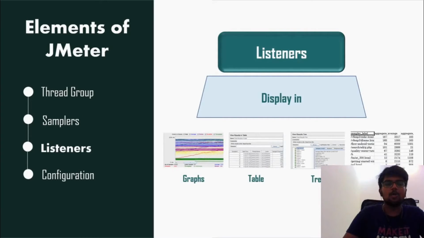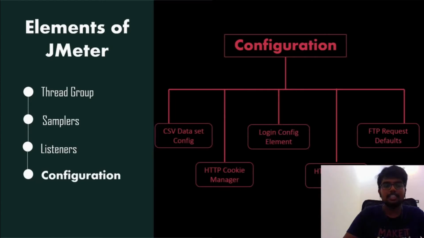So now let's talk about listeners. Listeners show the result of the test execution. They can show results in different formats such as trees, table, graph, or log file. So basically, you can view the test results using any of these formats. Next comes configuration. Configuration basically sets up defaults and variables for the data used by the sampler. These include CSV dataset config, HTTP cookie manager, login config element, HTTP request defaults, FTP request defaults. What these all basically do is provide a format for any kind of test that you're going to perform.